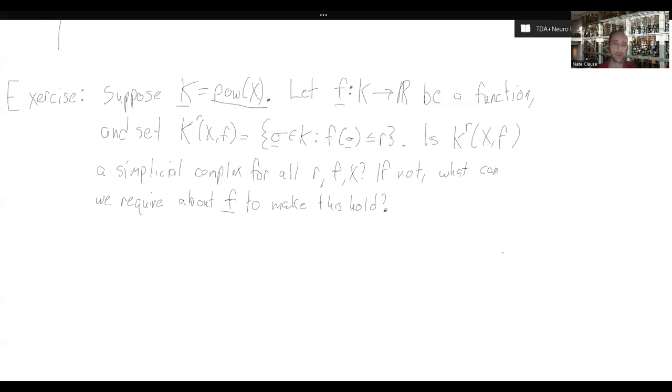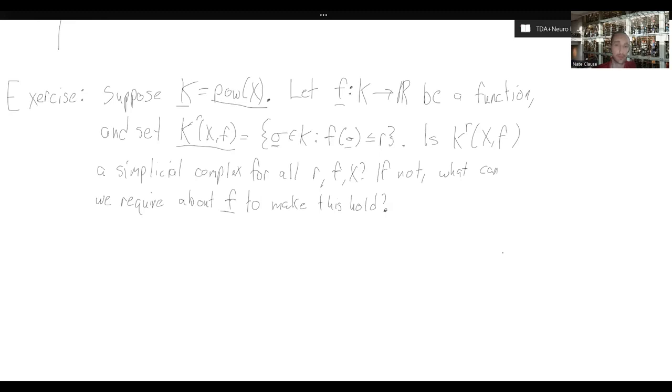Let f be a function from the simplicial complex to the reals. So now we're not just assigning a value to every zero simplex, we're assigning a value to every simplex. Set K superscript r of X, f to be the collection of all sigma in K such that f of sigma is less than or equal to r. So now we're not looking at the function value over all the vertices in a simplex, we're looking at a function value of the simplex itself.